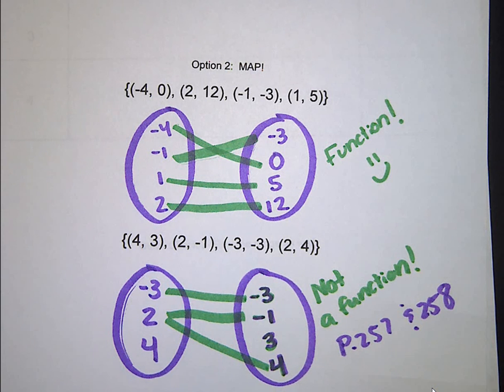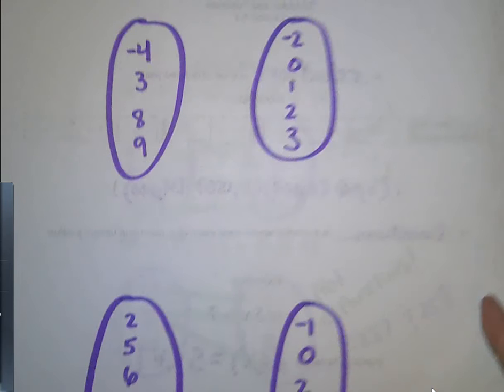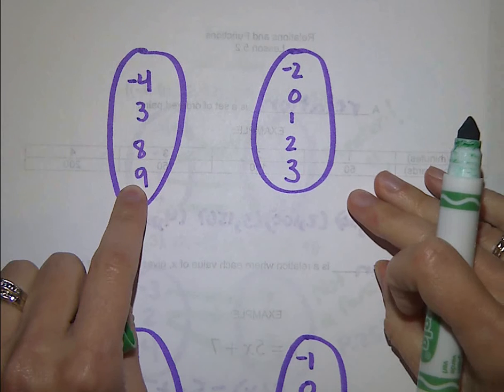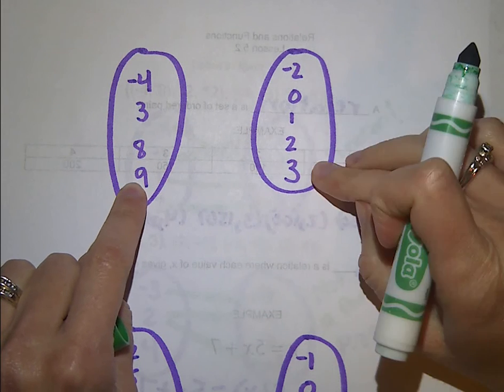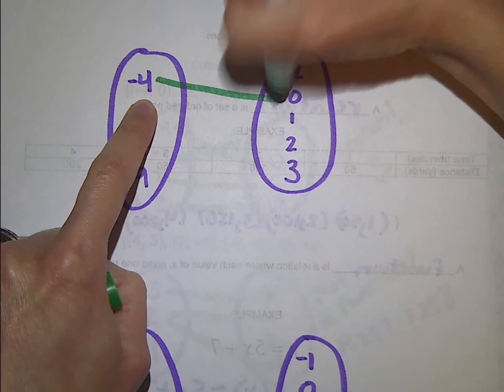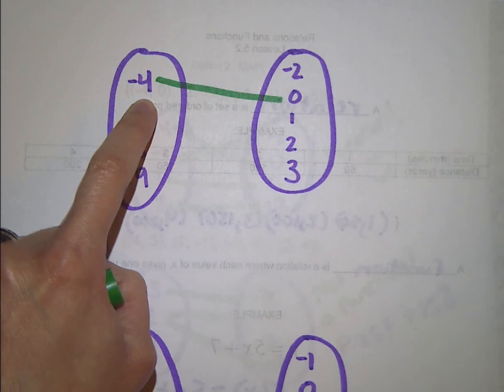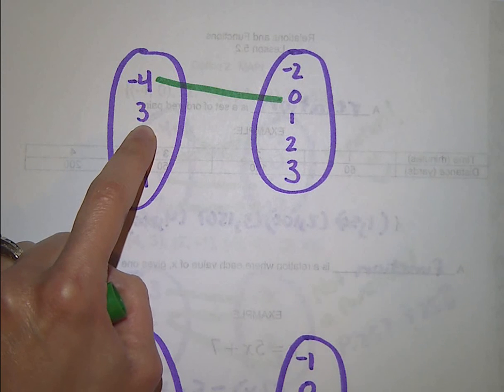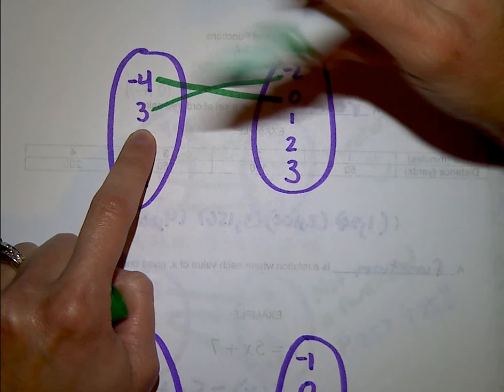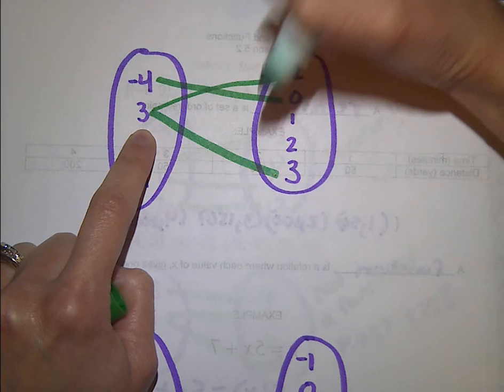Okay, so 257, quick check 1 was the mapping. Okay, so this is what your first map should have looked like. Look right here. All of your x values, your domain were in the first one, your range should have been in the second. So now I'm going to go ahead and connect these. So -4 connected to 0. And then we had 3 went with -2. But 3 also went with 3, and right there you can stop because we know this is not a function.